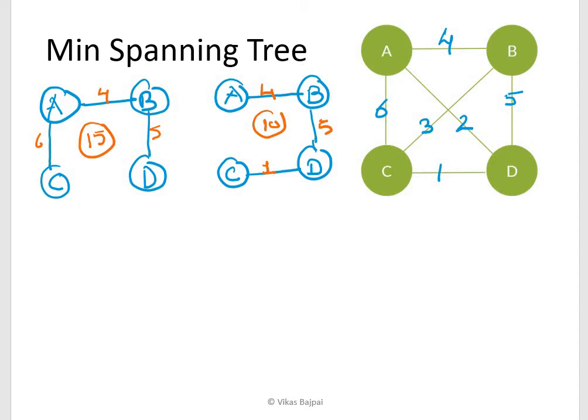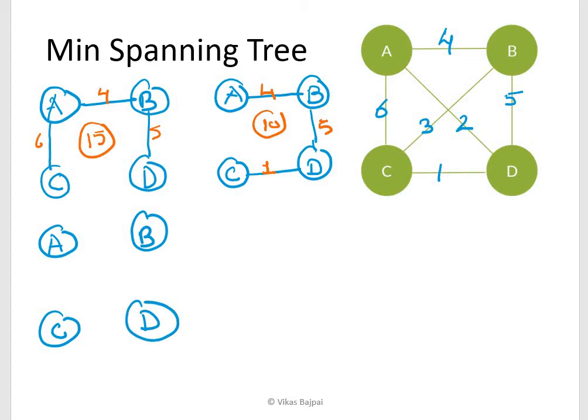Another setup can be, suppose I have A, B, C, and D, and I can have this, and this. So my weights are 1, 2, and 3. So the total weight comes out to be 6.